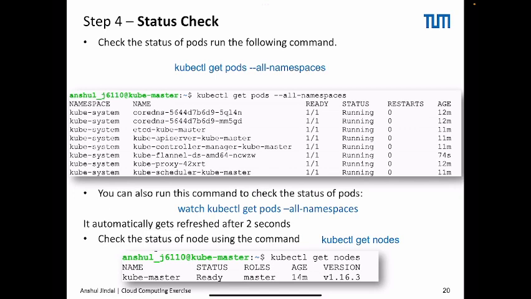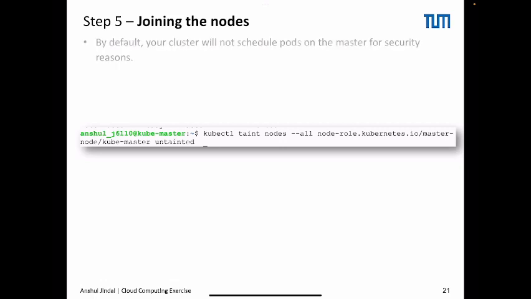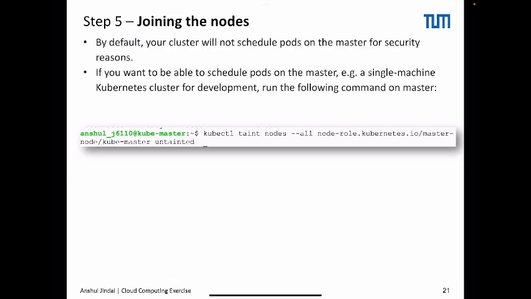Once you run this, you would now see kubectl get pods. You will see multiple pods starting up. These are managing the Kubernetes cluster for you. And if you do kubectl get nodes, you would see the status of the node as ready. So now your Kubernetes cluster is up and running with one master node.